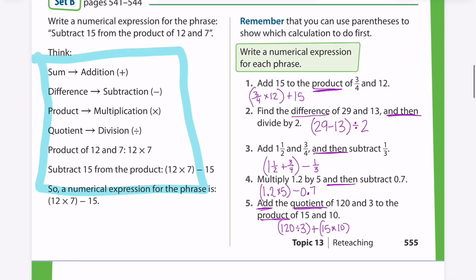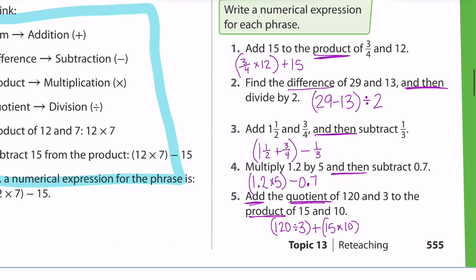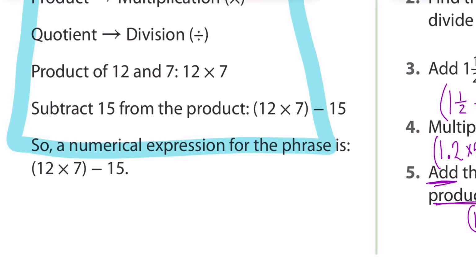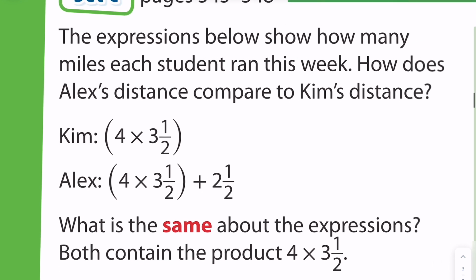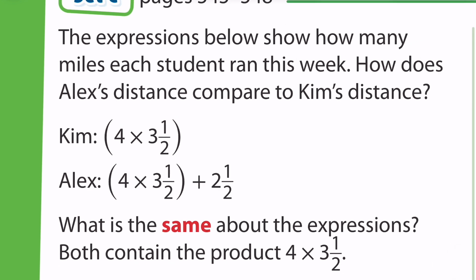Okay, that is it for set B. And so then we're going to move on to set C. Set C is the one where you have to look at it and compare them without doing any math. You should be able to look at them and just compare them, see what's in the parentheses and what's outside the parentheses, and go from there.